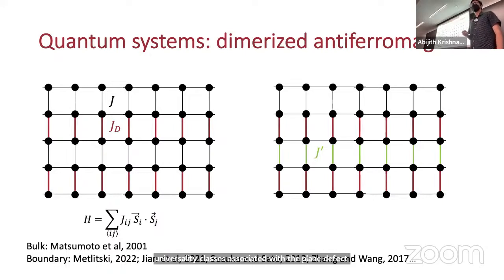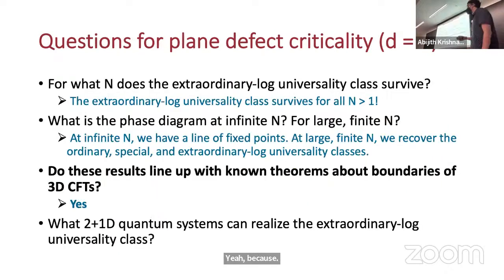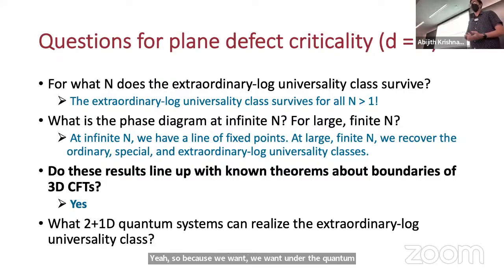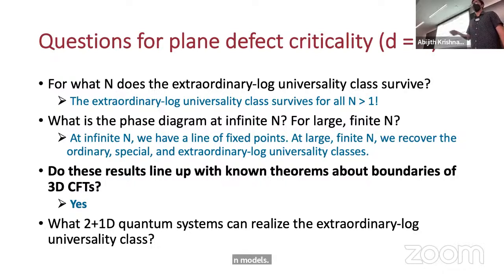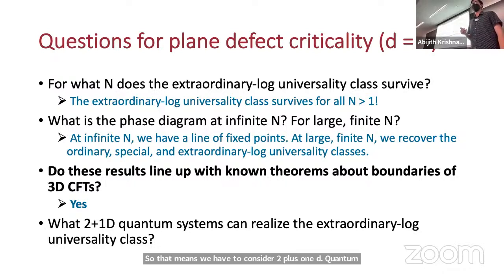You just mentioned earlier you're discussing D+3. Yeah, it's D+1. Because you consider in the experiments, is that also a quantum system in 3D? Yeah, because under the quantum-classical mapping, we want to consider classical 3D O(N) models. So that means we have to consider 2+1D quantum systems to realize the same universality classes. And every exponent also carries over. Yeah.